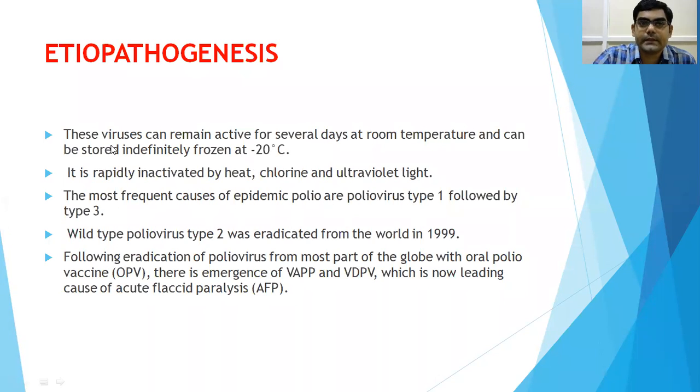So, etiopathogenesis. The virus can remain active for several days at room temperature and can be stored indefinitely frozen at -20 degrees. It is rapidly inactivated by heat, chlorine, and ultraviolet light. The most frequent cause of epidemic poliovirus is type 1, followed by type 3. Wild type poliovirus 2 was eradicated from the world in 1990. Following eradication of poliovirus in most parts of the globe with oral polio vaccine, there is emergence of VAPP, meaning vaccine-associated paralytic polio, and vaccine-derived poliovirus, which is now a leading cause of acute flaccid paralysis.